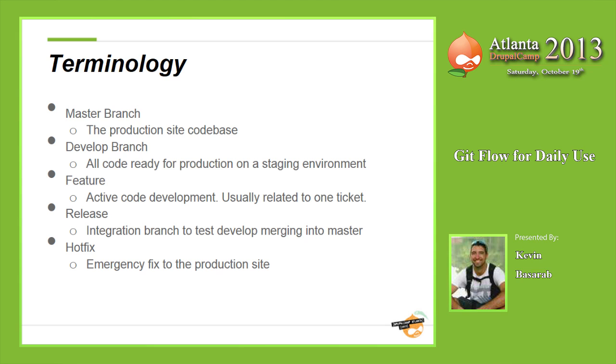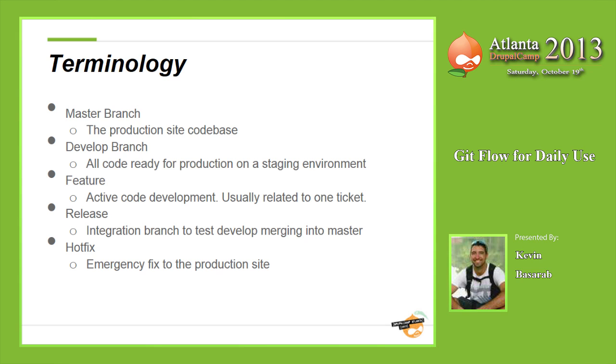The develop branch, this is where all the code that's ready for production on a staging environment is put, an integration point. Basically, if something is on the develop branch, it should be stable enough that if your release manager decides at that point that we want to roll code out to production, you're not going to break anything. If something's in develop that's going to break something else if it rolls out to production, then it should not be in the develop branch at that point.